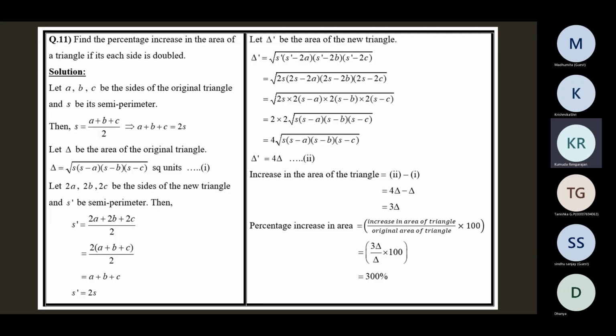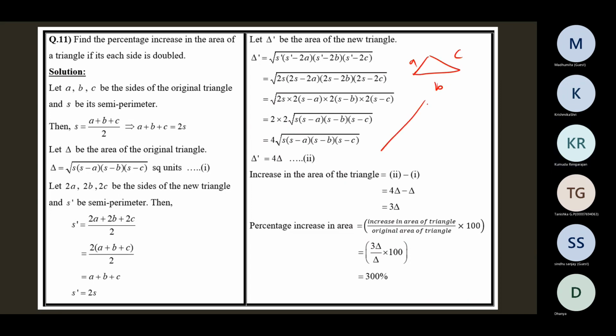So you don't know, meaning the sides are not given. You have to find out. Now you have a triangle with sides A, B, and C. Now you have another triangle where the sides are doubled, 2A, 2B, 2C. There is this original triangle with ABC.